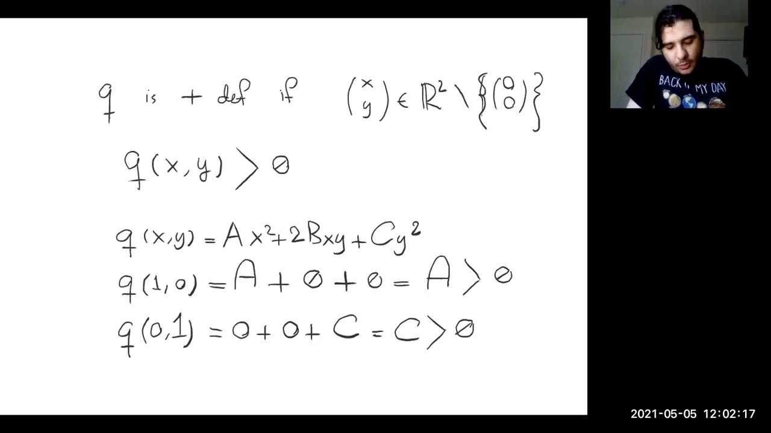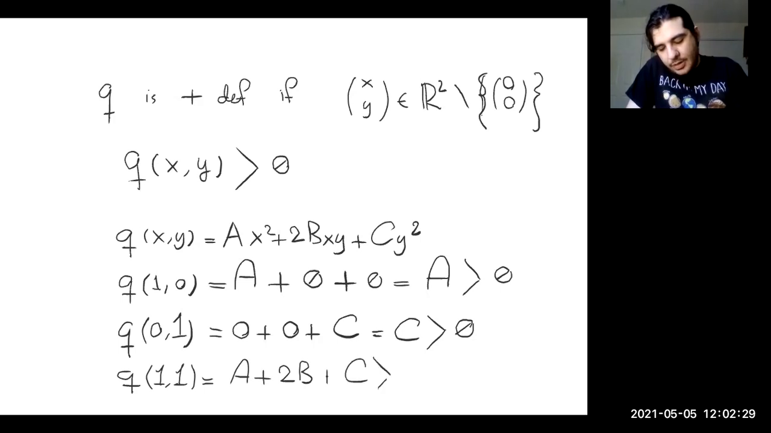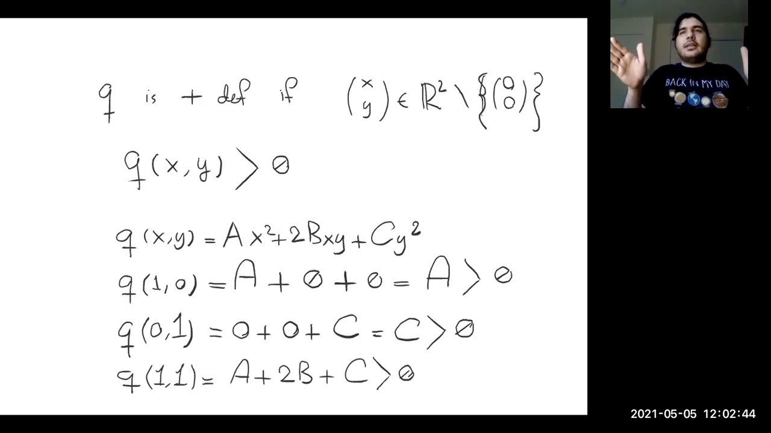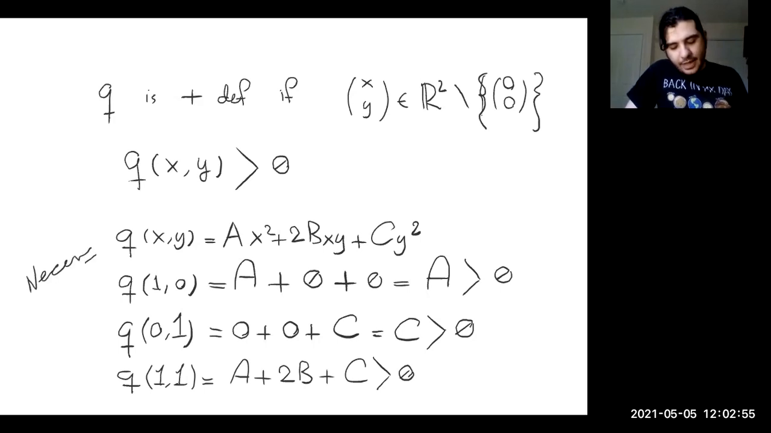Let's try maybe (1, 1). Let's see what we would get. It tells us a plus 2b plus c should be positive. That's one other thing. And we can try a lot of different numbers, and we would get a lot of relations. But if we continue this method, it would be hard to be sure that we have, for example, a sufficient condition. All these things are necessary, but having a sufficient condition might also be important.